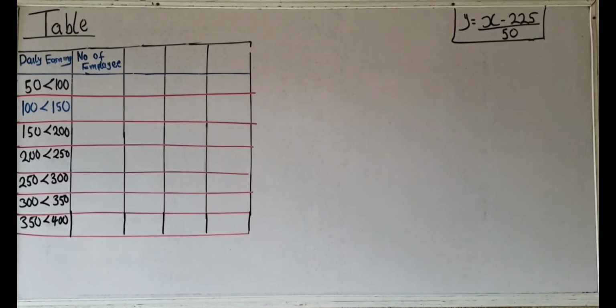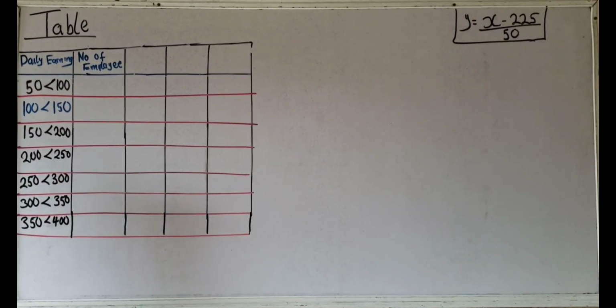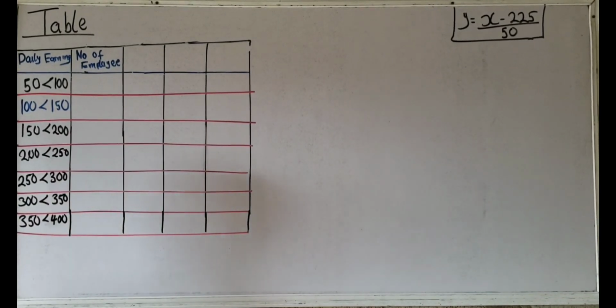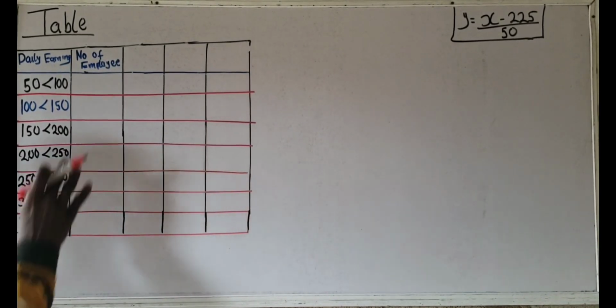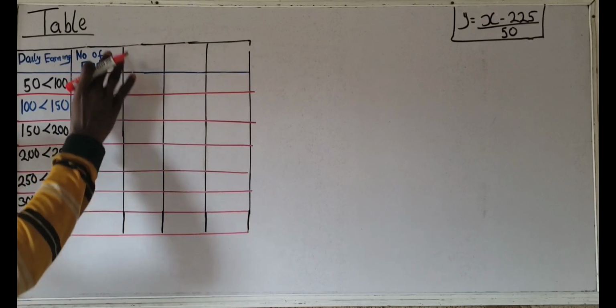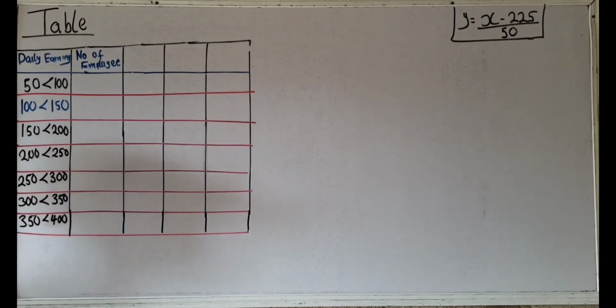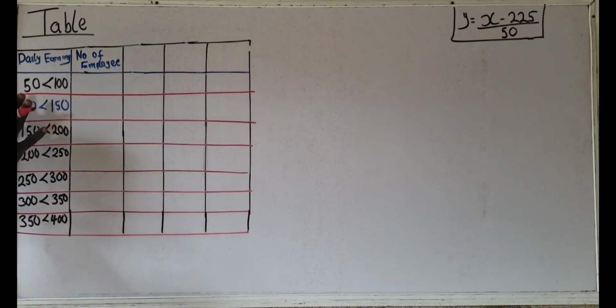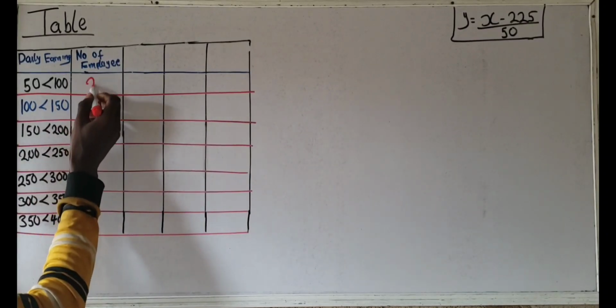Okay, so let us proceed to fill the table for the numbers of employee. The numbers of employee is the frequency. Frequency tells you the number of values that fell within the set range. The number of times your samples repeat itself is known as the frequency. So the number of employees that fall within 50 and less than 100 is 20. That's the first one, 20.